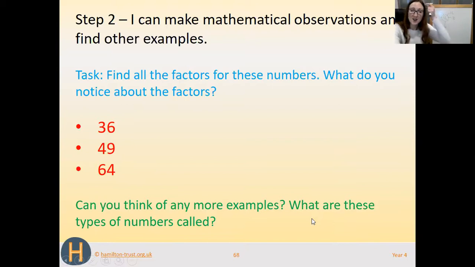And even better, do you know what these numbers are called? They're a very special type of number. 16 is one of them. We can see 36, 49 and 64 are all a type of number that has a name. So see if you can remember what that is or find out what that is. That's your step 2 challenge.